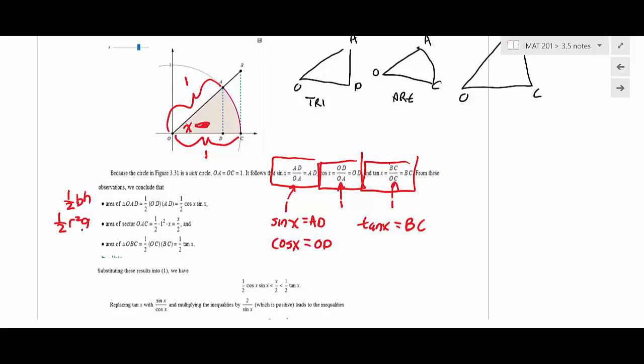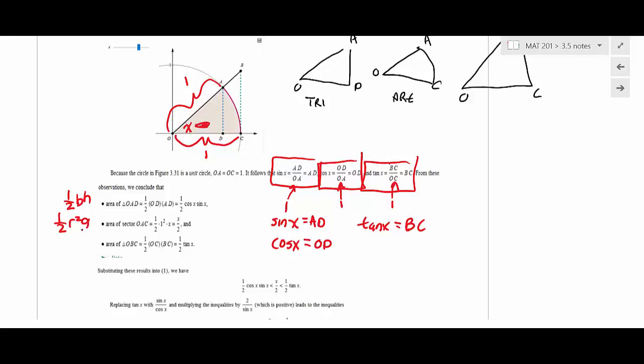Now, the area of the big triangle is real simple. Again, it's 1/2 base times height. The base is OC, the height is BC, and we said on this one that the tangent was equal to BC. OC is 1. You can tell by your diagram. And then BC is equal to tangent. So that becomes 1/2 tangent x. So these are your areas right here. This, this, and this. You guys follow that fairly well?